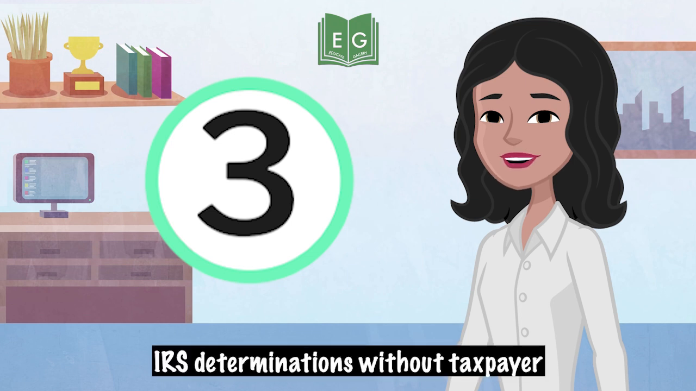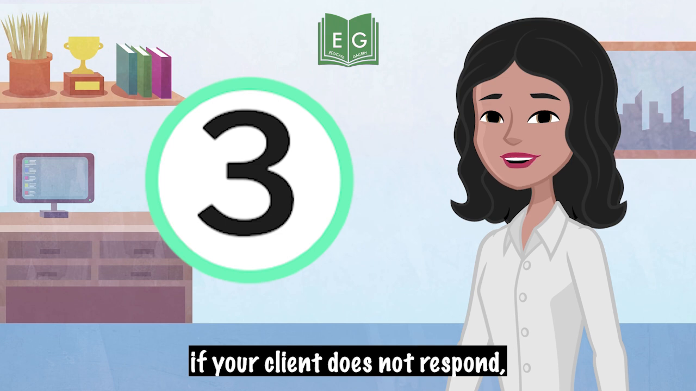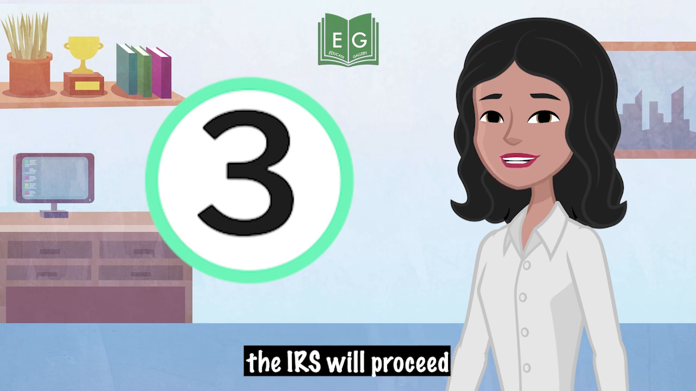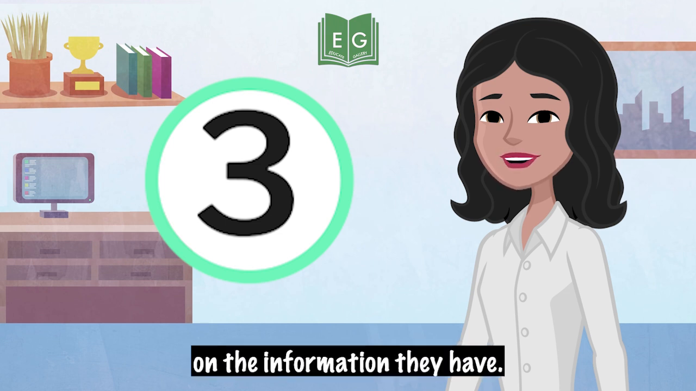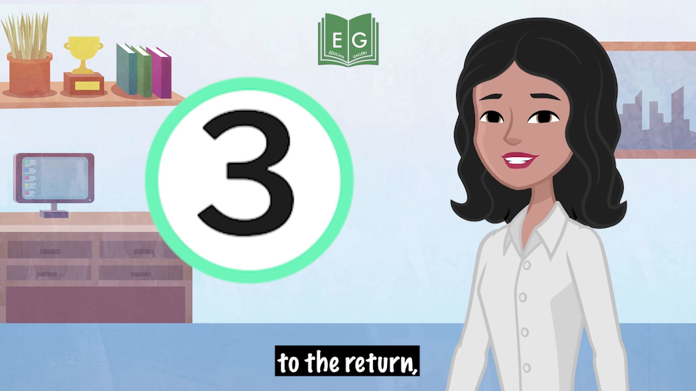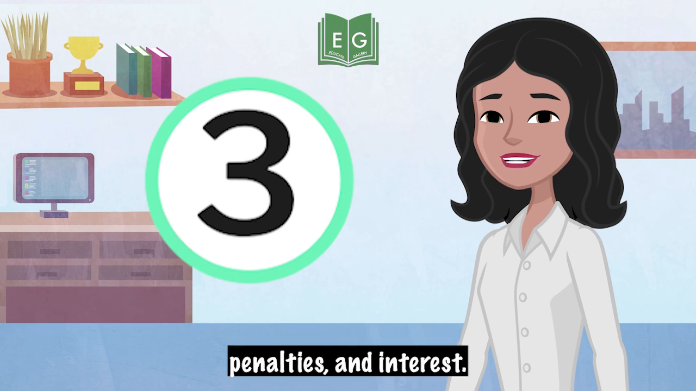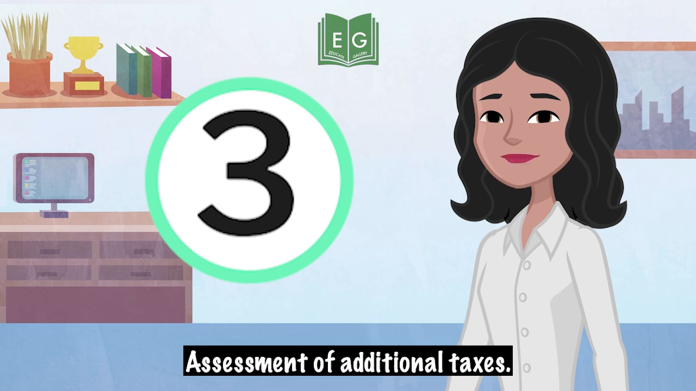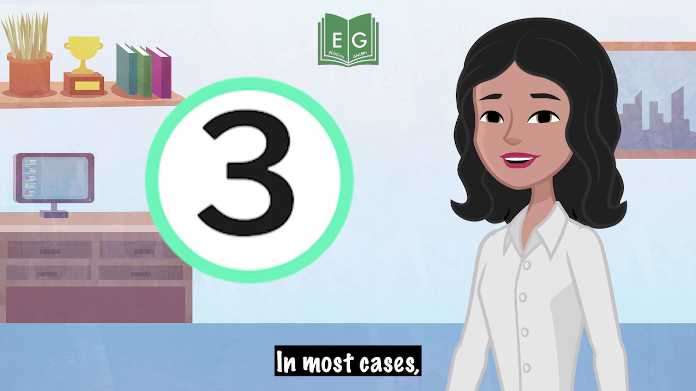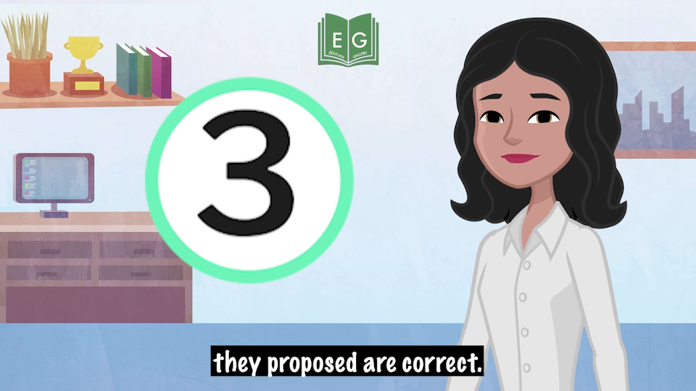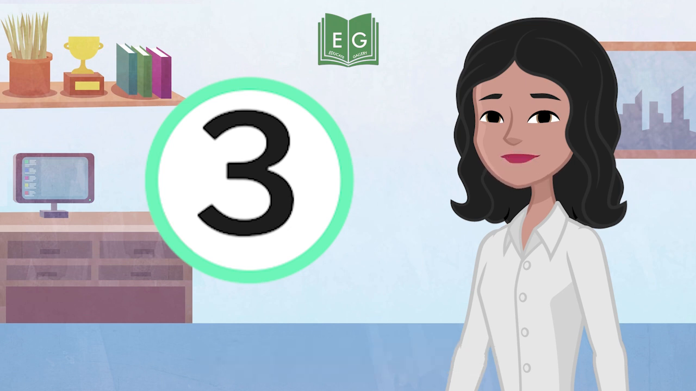IRS determinations without taxpayer input. If your client does not respond, the IRS will proceed with the audit based solely on the information they have. They may make adjustments to the return, disallow deductions or credits, and assess additional taxes, penalties, and interest. Assessment of additional taxes. In most cases, the IRS will assume that the taxpayer's failure to respond means the adjustments they proposed are correct. This can lead to the taxpayer owing a significant amount of additional tax, as well as penalties for non-compliance or negligence.